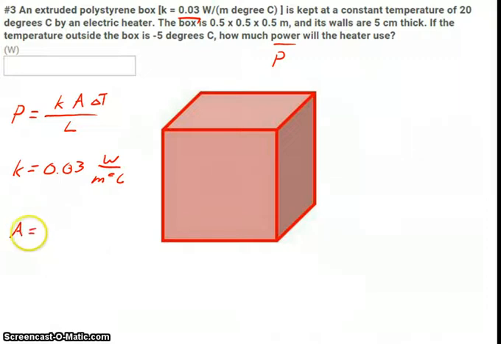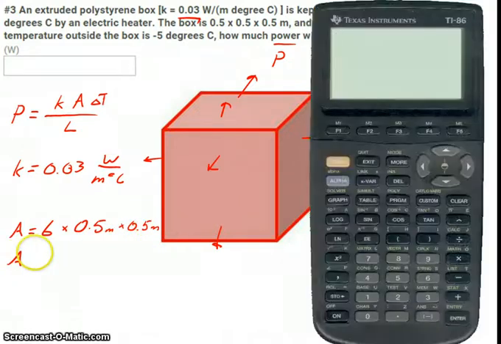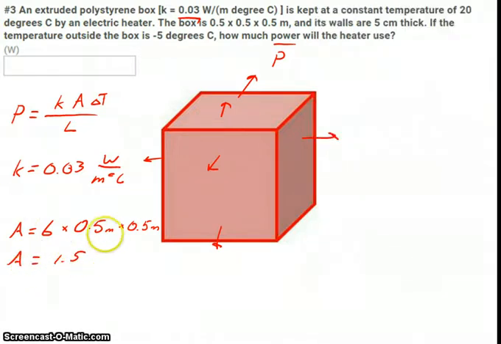The area is the surface area of the box, and the box is giving off heat from all different sides: the left and the right, the back and the front, and also the top and the bottom. So we have 6 sides, and each side has the dimensions of 0.5 meters times 0.5 meters. If we put that into our calculator, we're going to have 6 times 0.5 times 0.5, and that gives us a value of 1.5. And if we check our units, we've got meters times meters, so that would be meters squared.